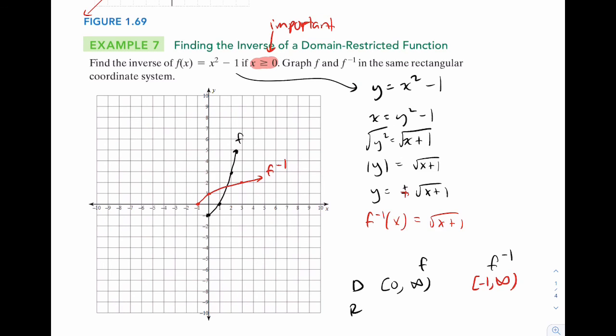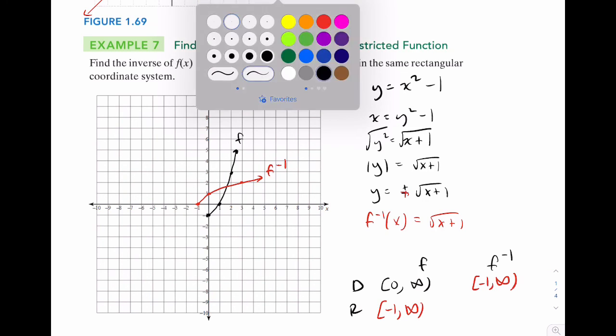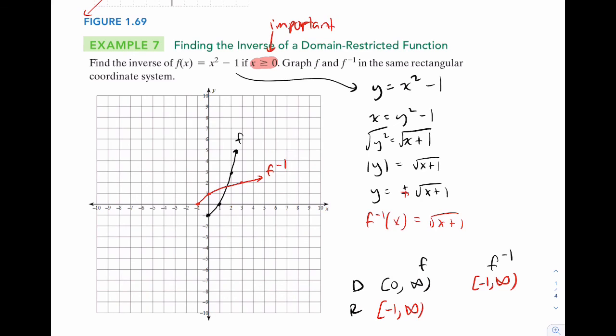Now notice the range of f. The range of f is negative 1 to infinity. Now notice the range of the inverse. The range of the inverse is 0 to infinity. So notice how I'm coloring it. That's on purpose because the domain of the original becomes the range of the inverse, and vice versa. The range of the original becomes the domain of the inverse. A pretty cool trick you can use to help you solve these questions.